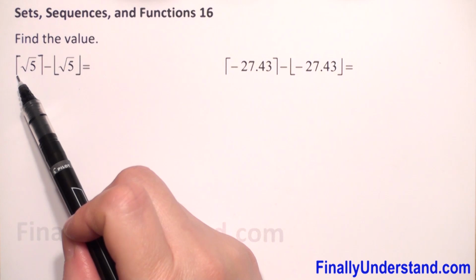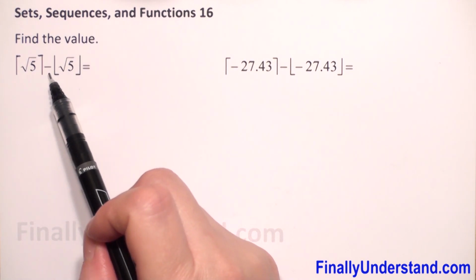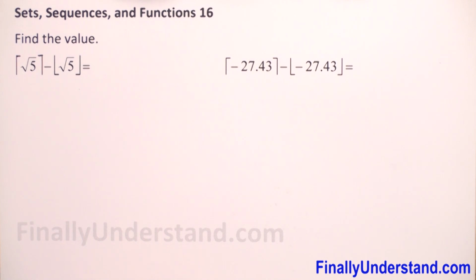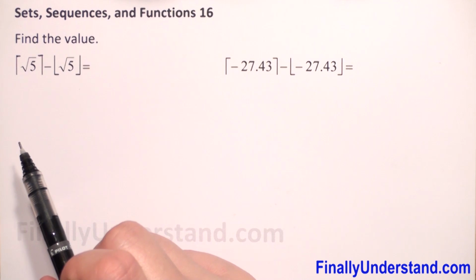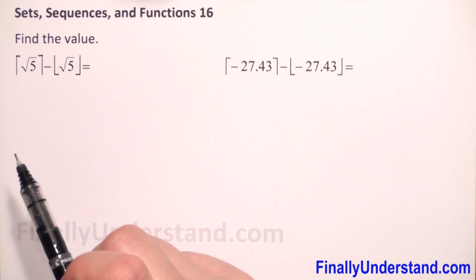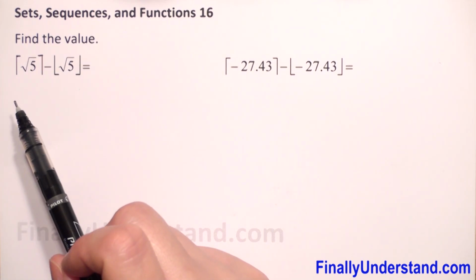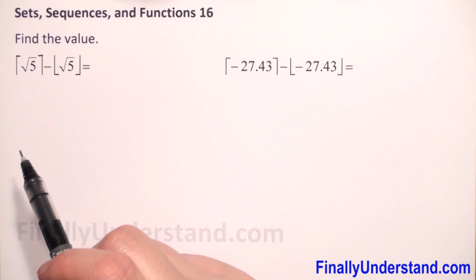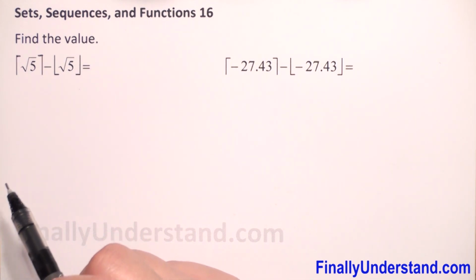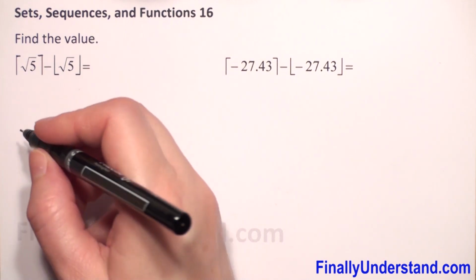We have to find the value. In the first expression, we have ceiling of square root of 5 minus floor of square root of 5. Let me remind you that the ceiling of x is the smallest integer that is at least as big as x, and the floor of x is the largest integer less than or equal to x. So let me draw a number line.